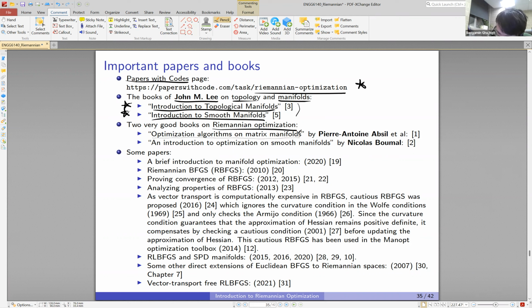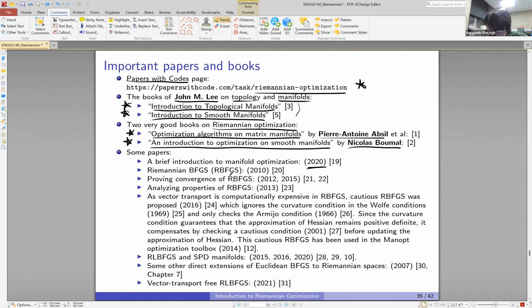Two very good books on Riemannian optimization. Optimization Algorithms on Matrix Manifolds by Absil, or Pierre-Antoine Absil, reference 1. This is the most important book in the field of Riemannian optimization. The other one is An Introduction to Optimization on Smooth Manifolds by Nicolas Boumal, reference 2. This is also a very important book, which is more recent in Riemannian optimization. Some important papers. A Brief Introduction to Manifold Optimization. You can see it as a survey in 2020.